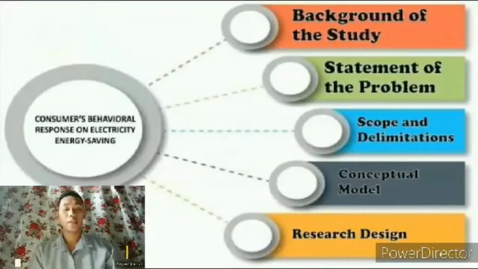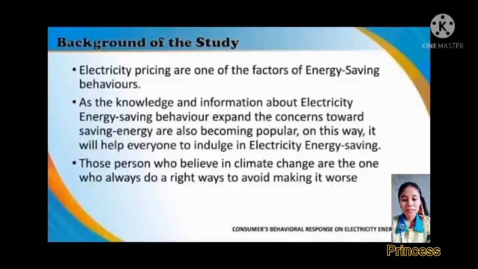So we are the fourth year students of Bachelor of Industrial Technology. We are Group 1 of Section F. Our study is entitled The Consumer's Behavioral Response on Electricity Energy Savings. And we will present now our background of the study, statement of the problem, scope and delimitation, conceptual model, and research design. Background of the study.